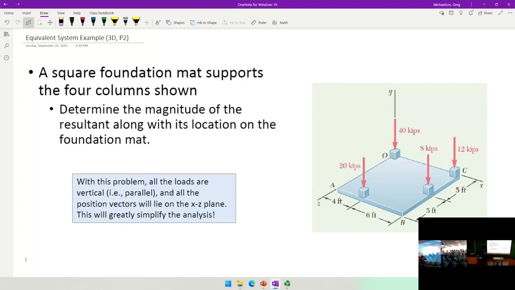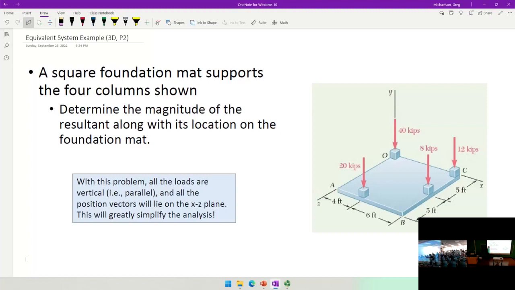What I want to do is replace all of these forces with a single vector. The question is, where do I put that vector? That's going to be the challenge for the main bulk of our lecture today. Now, what makes this example nice is that we can form all of our force vectors by observation, and honestly, even a lot of our position vectors by observation as well.